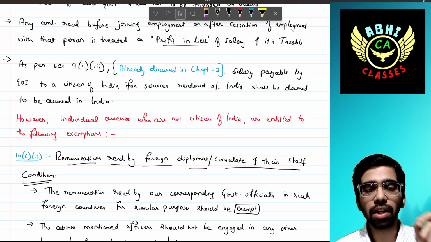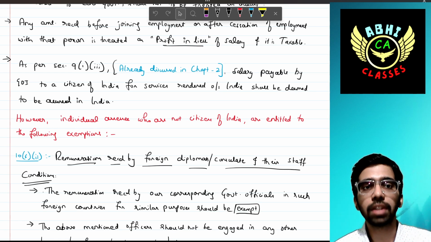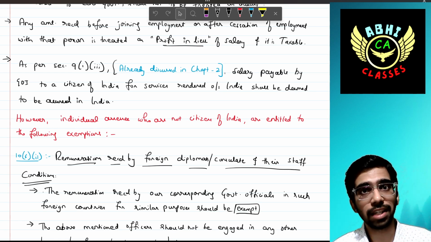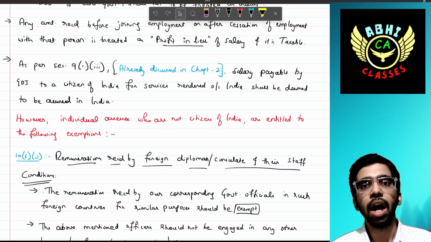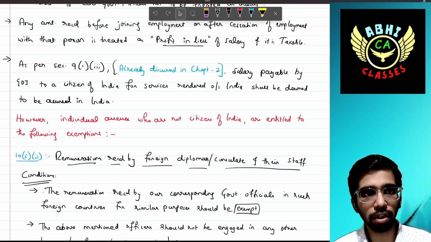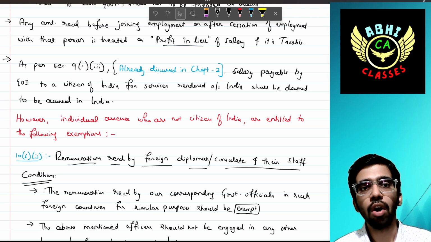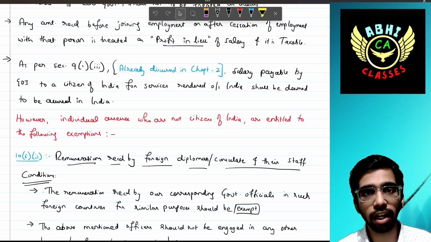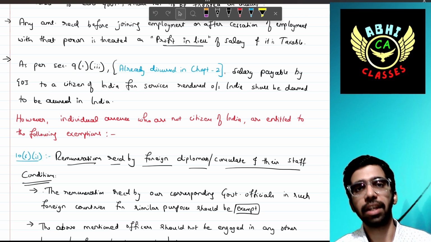Next, section 9 subsection 1 subclause 3, where we have already discussed the same concept in chapter 2. The salary payable by the government of India to a citizen of India for services rendered outside India shall be deemed to accrue in India.